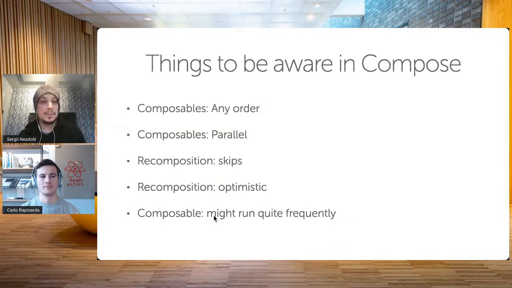Easy. But there are some things you need to be aware of in Compose. All the composable functions can be executed in any order. They can also be executed in parallel. Recomposition, or redrawing, might skip as many composable functions and lambdas as possible to have good performance. The recomposition is so-called optimistic, so it may be canceled anytime by the system.